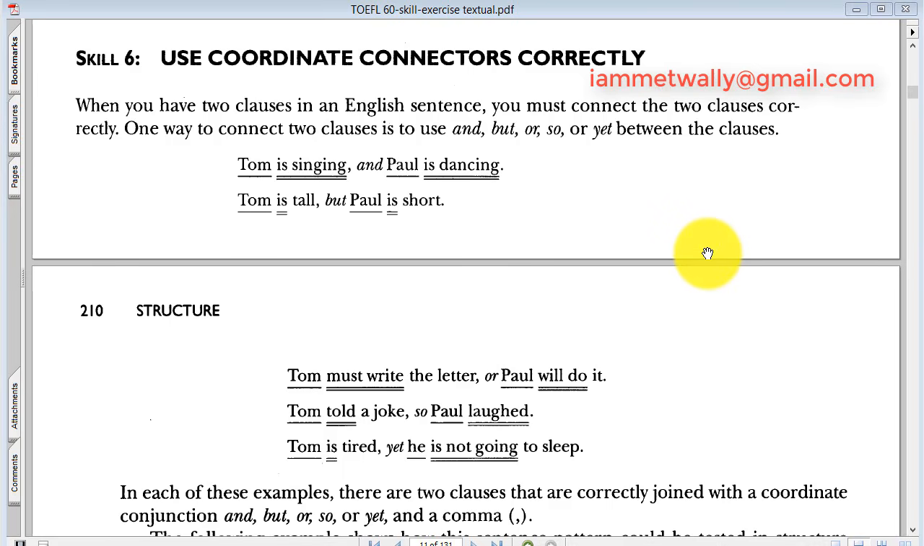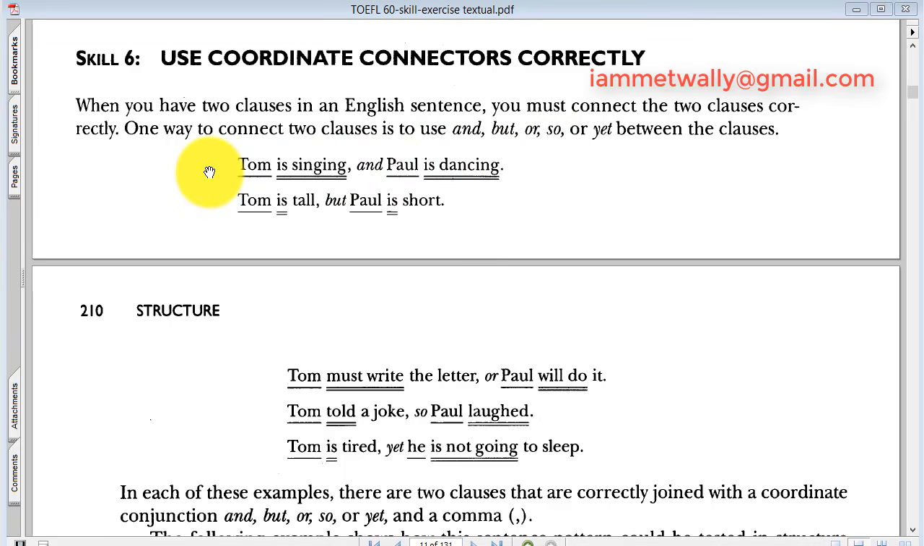Today with skill 6, use coordinate connectors correctly. When you have two clauses in English sentences, you must connect the two clauses correctly. One way to connect two clauses is to use and, but, or, so, or yet between the clauses.